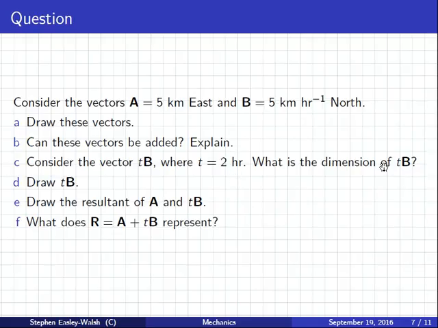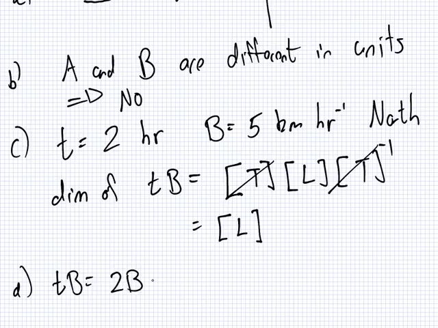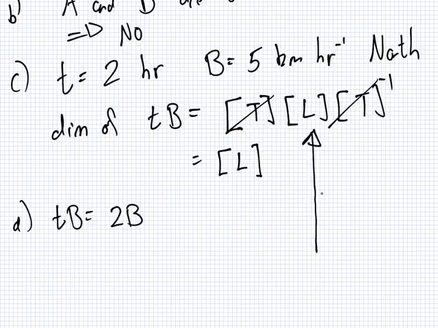Part D is to draw TB. Okay. So TB, what's the T? It's 2, so it's 2B. So the answer will just be a vector which is twice as long. That's all.